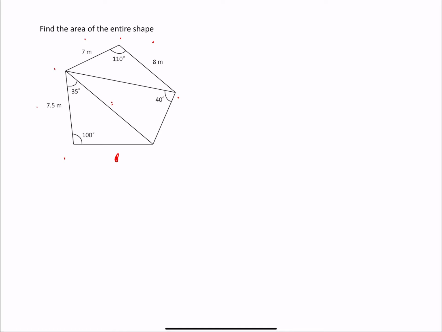So 2 sides and the angle between. So I'm going to find the area of that top triangle. I'm going to call it triangle 1 for now. I'm going to call this triangle 2 because I know that's going to be the second one I'm looking at, because that's got information I can work with. I'm going to call this triangle 3. So area of triangle 1 is just half times 7 times 8 times sine 110, the 2 sides and the angle between.